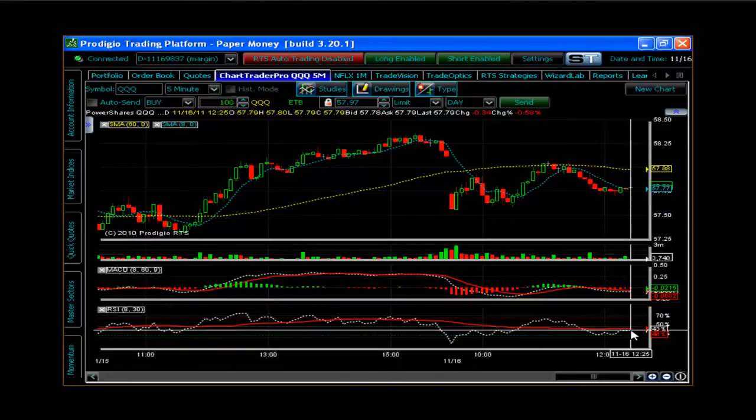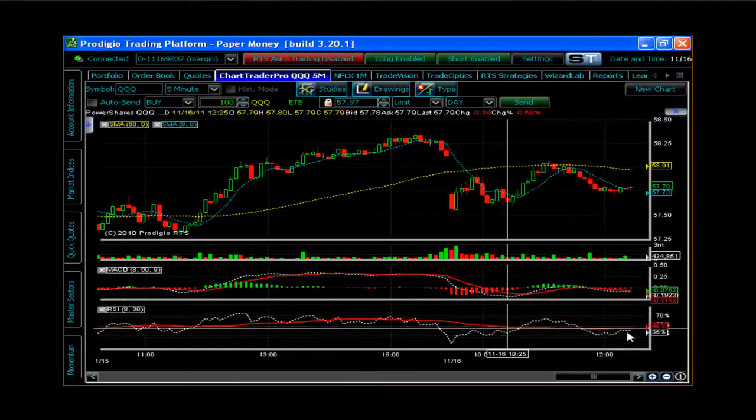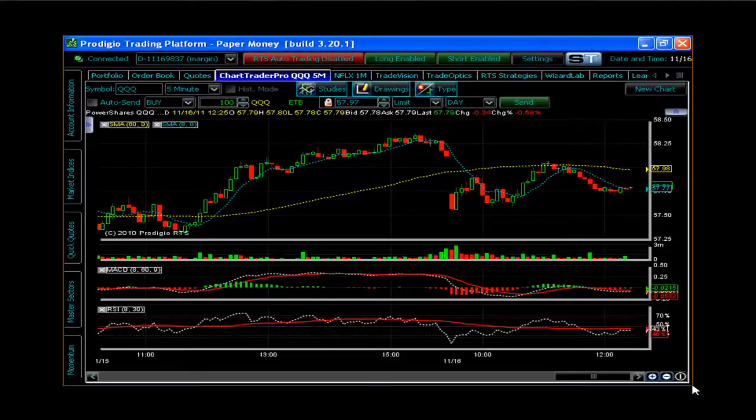That means values, I'm going to divide it by 30. It's going to give me a 30-period average. It gives me the red line. So the RSI is set up just like the MACD is set up.